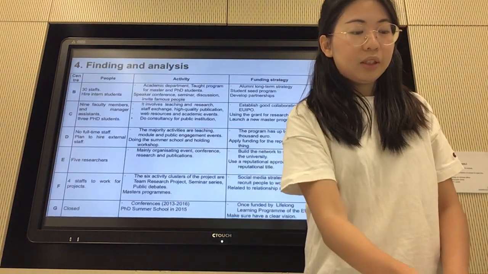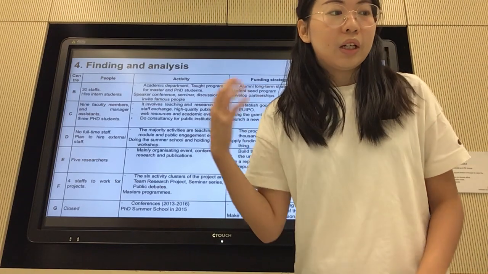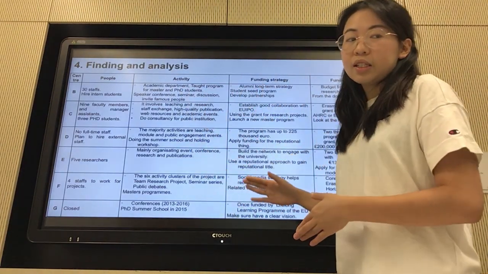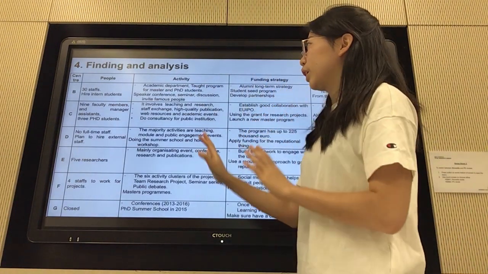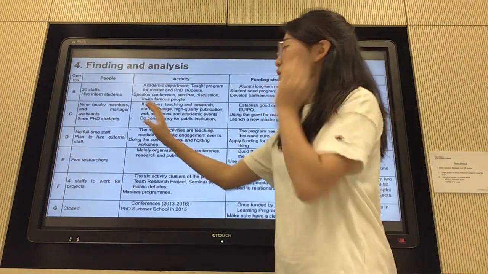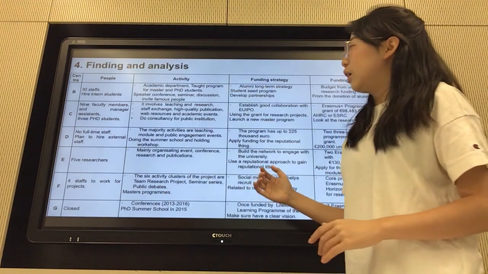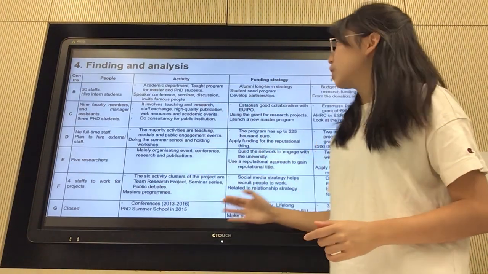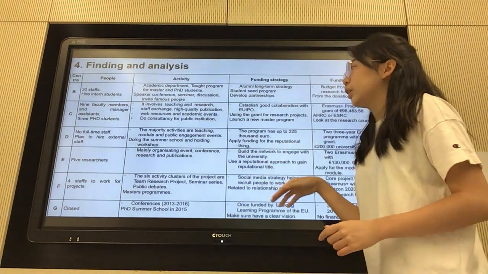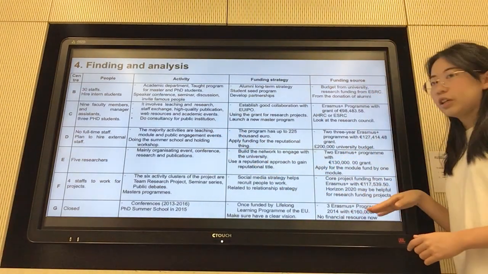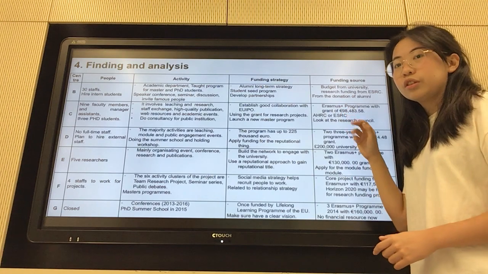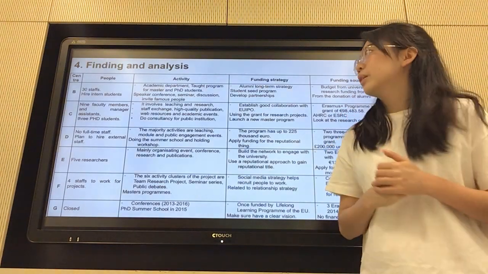After we analyze this, I come up with the benchmarking analysis of the six universities in terms of their different activities, their different funding strategies for the activities, and how they find their funding internally and externally.